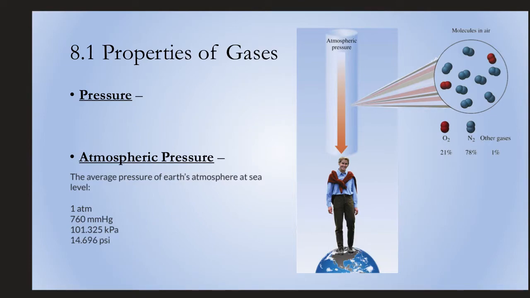101,325 pascals, or 101.325 kilopascals, is standard atmospheric pressure. That's actually in the SI units. They give it a new name, but using the standard SI units, it's 101,325. And then in pounds per square inch, or PSI, it's 14.696.